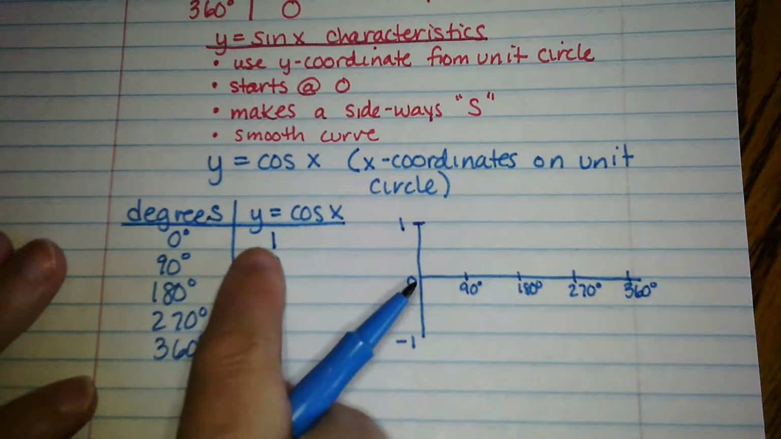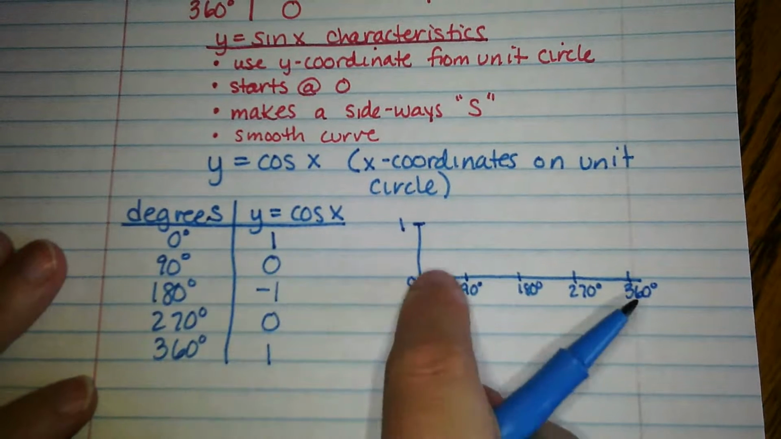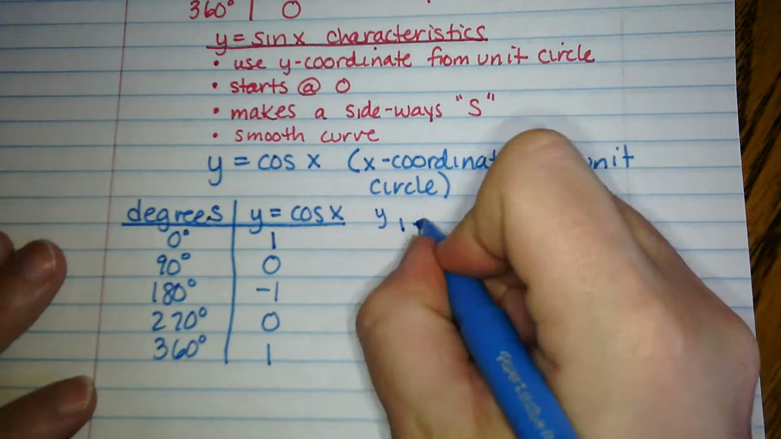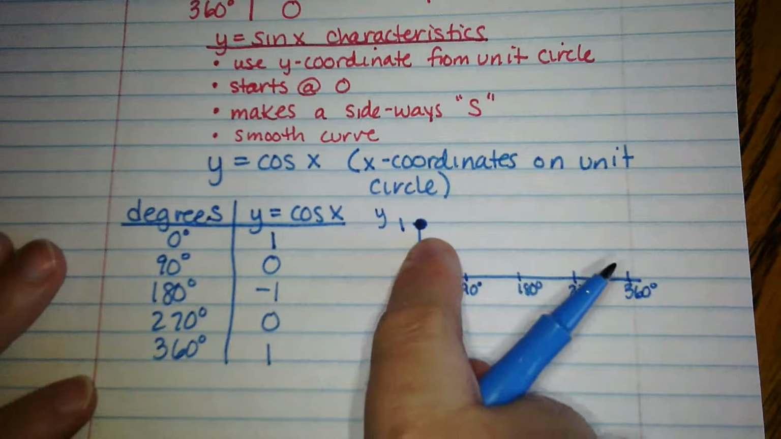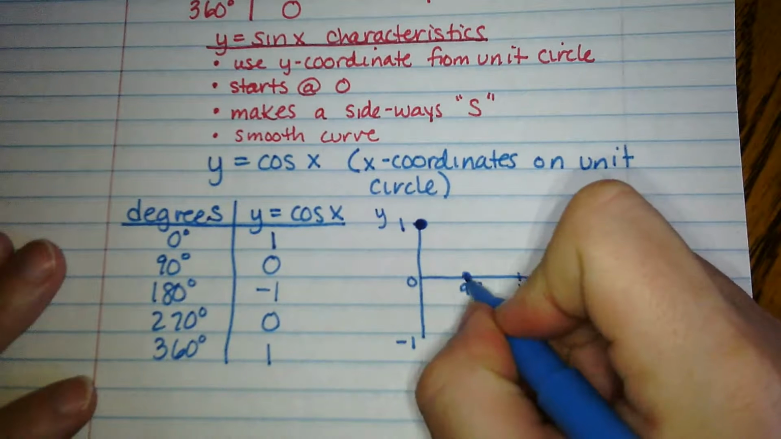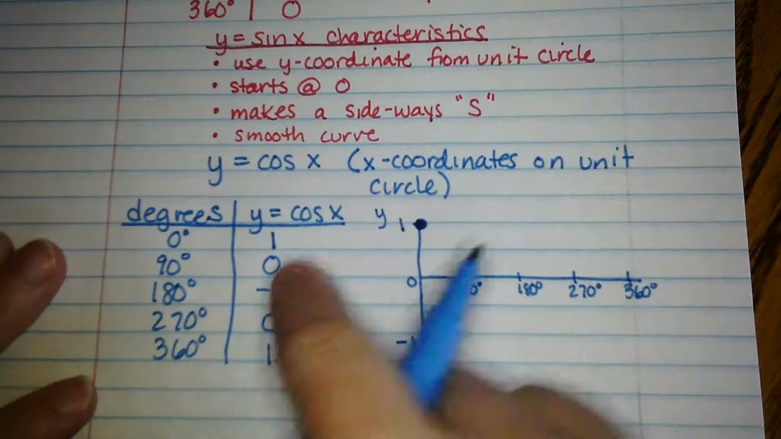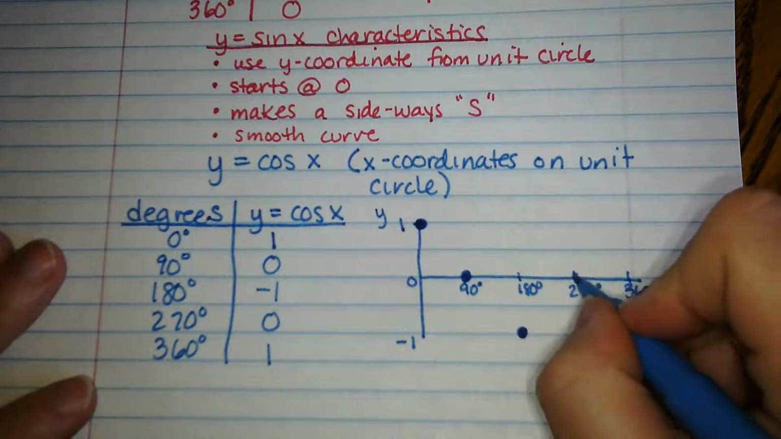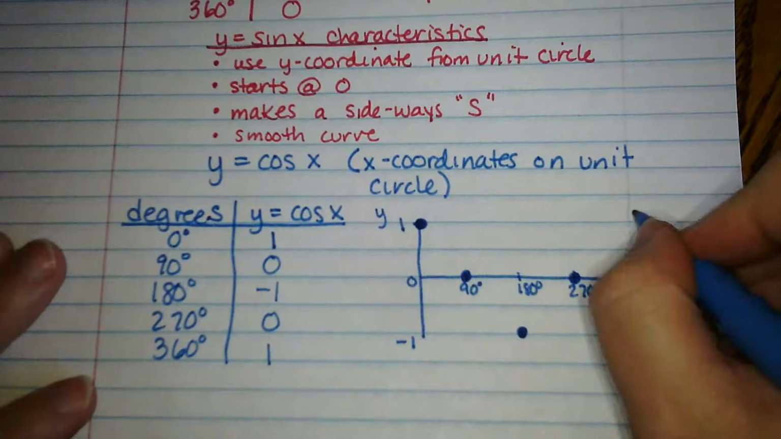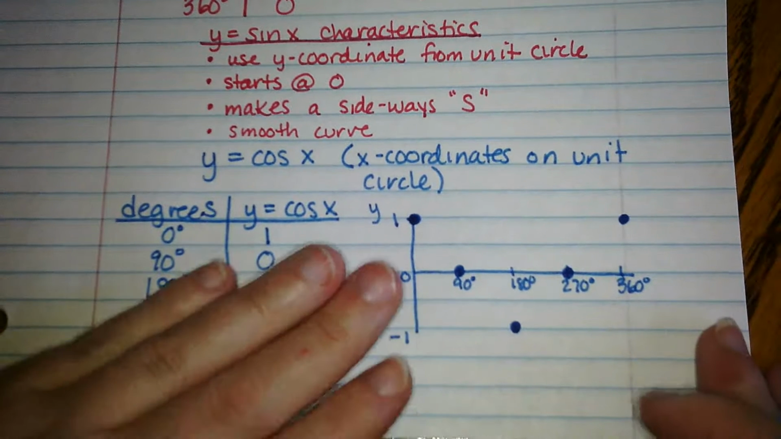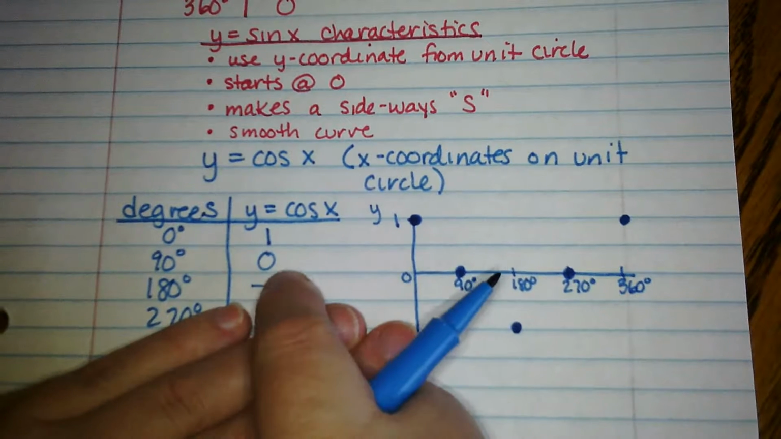So at 0 degrees, it's all the way up at 1. So for y equals cosine x, 0 is at 1. That's our beginning point. At 90 degrees, it's at 0. At 180 degrees, we have to fall down to -1. At 270, back to 0. And at 360, back to +1. So this looks very much like a V, but it's not. This is definitely a smooth curve.